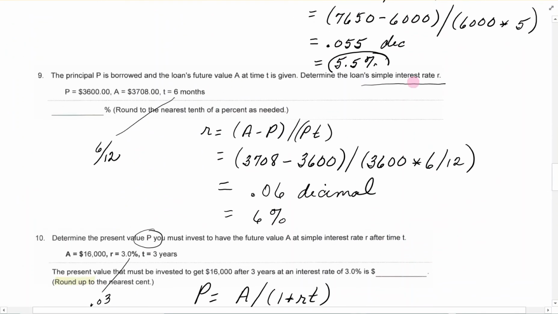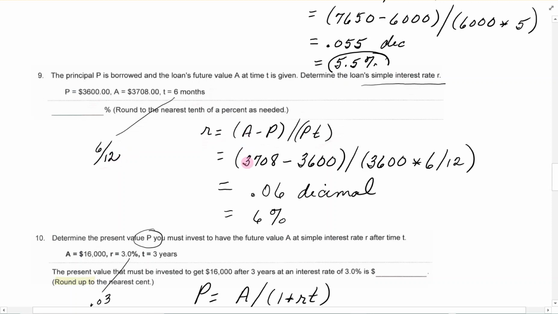In this one, it wants the interest rate, so we use the formula R is equal to (A minus P) divided by (P times T). Using your calculator, the placement of these parentheses is very important. We have P, A, and T. But please notice that T is given in months instead of years, so I need to convert it to 6 divided by 12 because there are 12 months in a year.